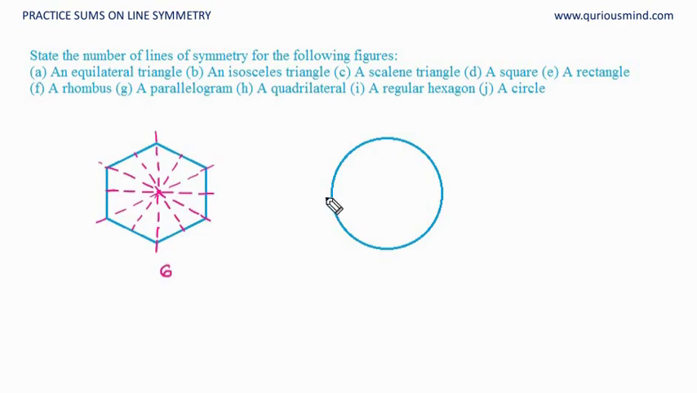What about circle? Circle, all the diameters actually are lines of symmetry for circle. So, how many diameters you can draw? There are so many, which means there are almost infinite diameters we can draw. Uncountable, infinite. So, a circle has infinite lines of symmetry.